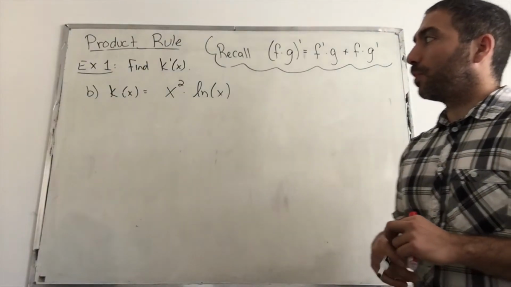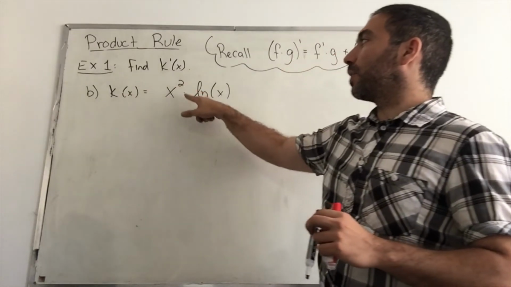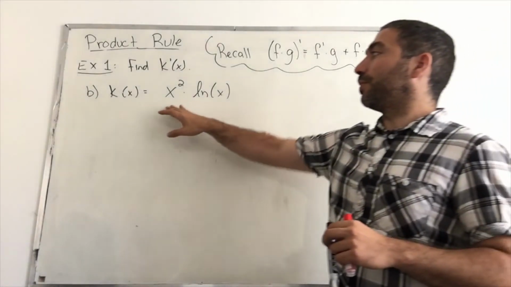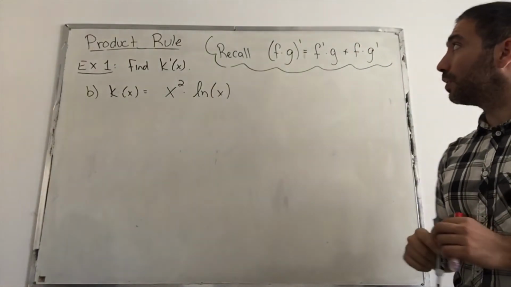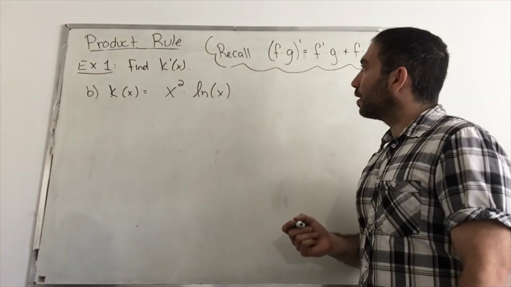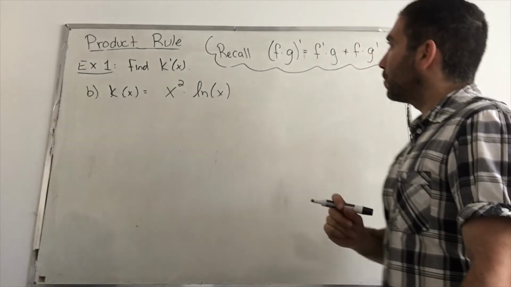So this is another example we have. Find k prime. k of x is equal to x squared times ln of x. Again, we have a multiplication of two functions. This screams out product rule. So let's go ahead and apply product rule. Compared to the first example, if you want to pause the video and try it on your own, I strongly encourage you to do that.